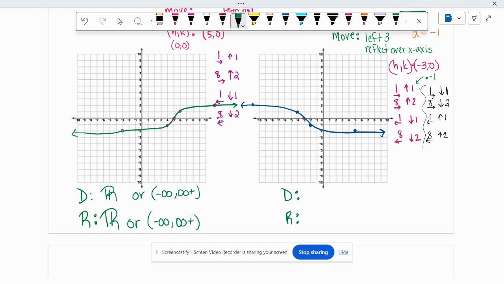I feel like every time we've done the domain and range on a cubic function, it's been all real numbers. What do you guys think? Yes, it has. The domain and range of cubic functions is always all real numbers, or negative infinity, positive infinity. Thoughts? Are we okay with that?